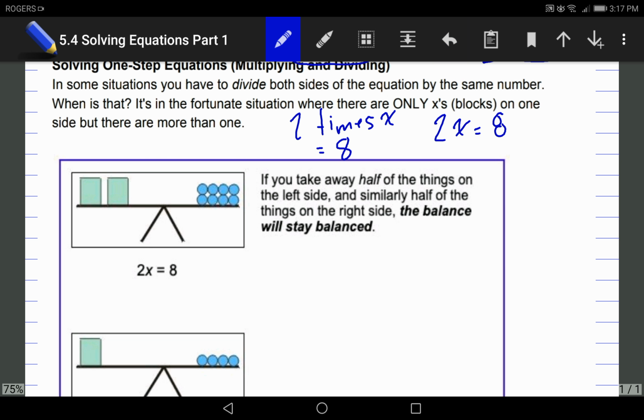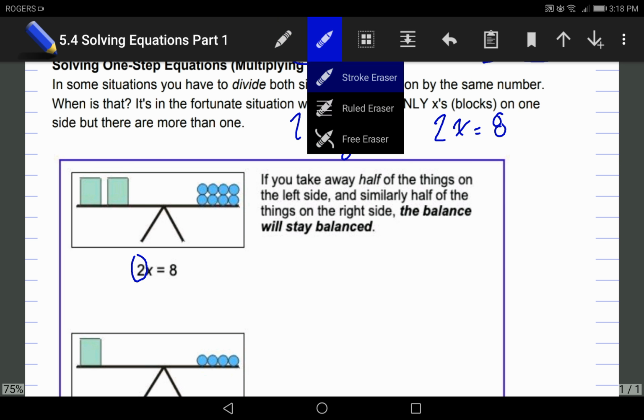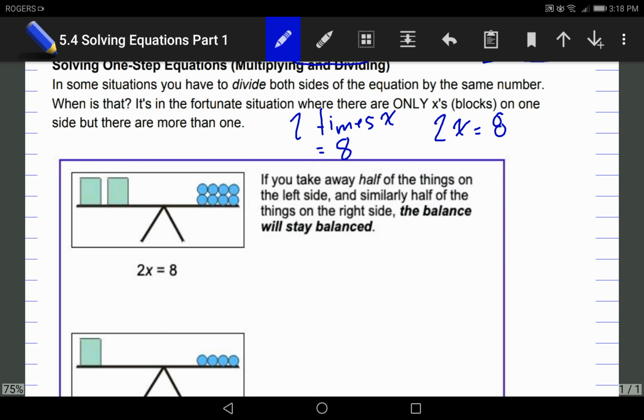Remember, step 1 is to separate the numbers from the letters. So right now, I don't want this 2 beside my x. I want to move it to the other side. Well, how do I move it to the other side? Currently, it's 2 times x. Okay, what is the opposite of times? It's divide. So we are actually going to divide by 2, but that's going to leave this unbalanced. So whatever you do to the left, do to the right. Divide the right by 2.